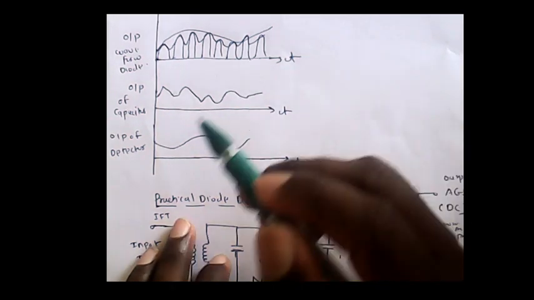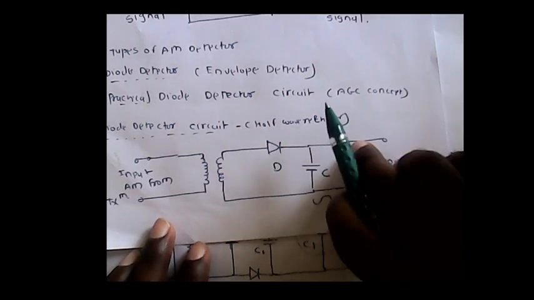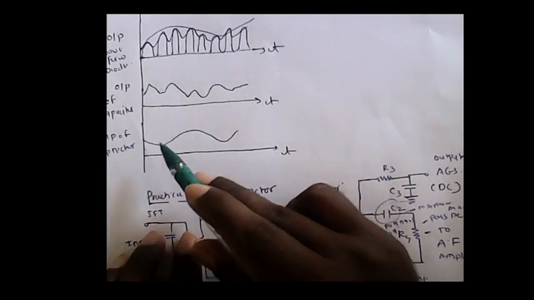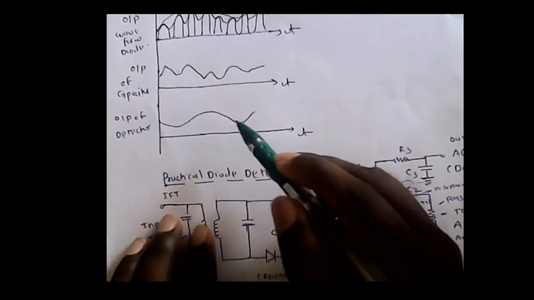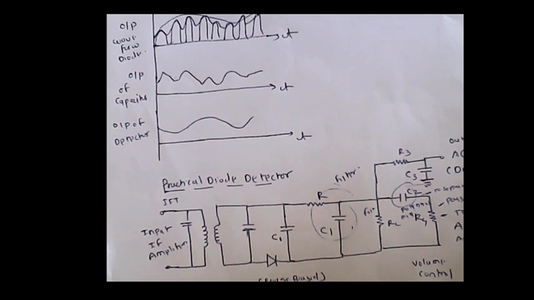a sine wave. So we use the RC filter. So complete this circuit, the C and R components form an RC filter, which avoids the spikes and gives a perfect shape of the sine wave. So the output of the detector is a sine wave, or the original information can be received. So this is the working of your diode detector, or envelope detector, or normal detector.